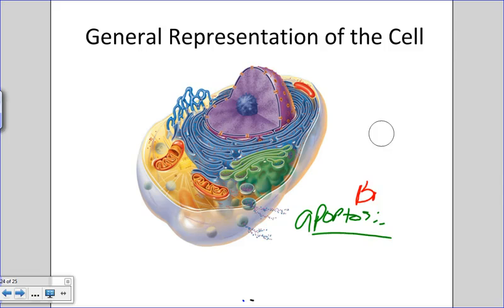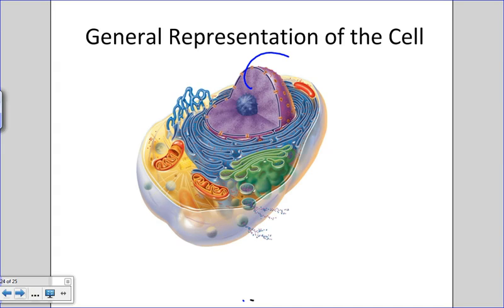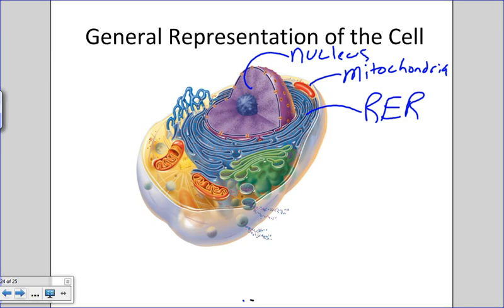Now let's talk about the major, really working parts of the cell. So there's a few different parts on here. First, we have a nucleus. Then we've got some mitochondria. Okay, and then you can see there are these kind of invaginated folds here. This one is the RER, the rough endoplasmic reticulum. This here is the smooth endoplasmic reticulum. All right, and then this is the Golgi complex.